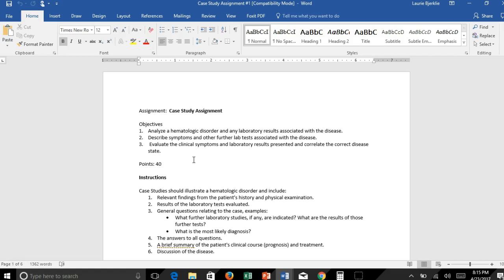As far as deadlines go, all the deadlines will be in the announcements and, of course, in your calendar for the course. So if you're wondering when this is due, you have a few weeks. Please look at your calendar and the announcements for the deadlines, and that should help you.